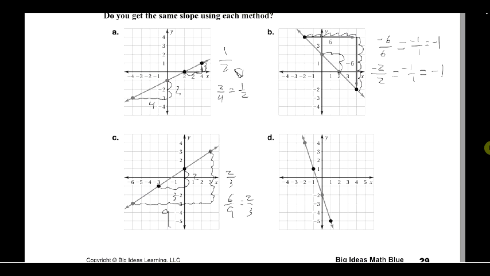So now here we have D. Now we have to remember the last time we had a line that went down from left to right. What was it, positive or negative?